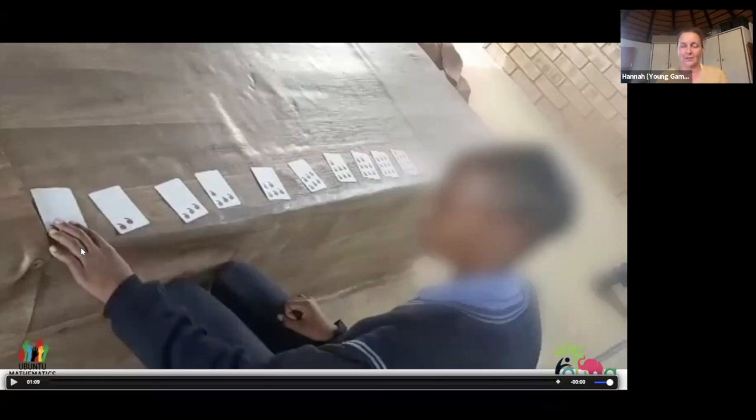We get learners to order the cards. You mix up the 1 to 10 apple cards, and you get the learners to order it from smallest to biggest. And it's actually been a really good indicator. We're busy writing this up because we found this to be a really good indicator of the performance of the learner actually in their mathematics.